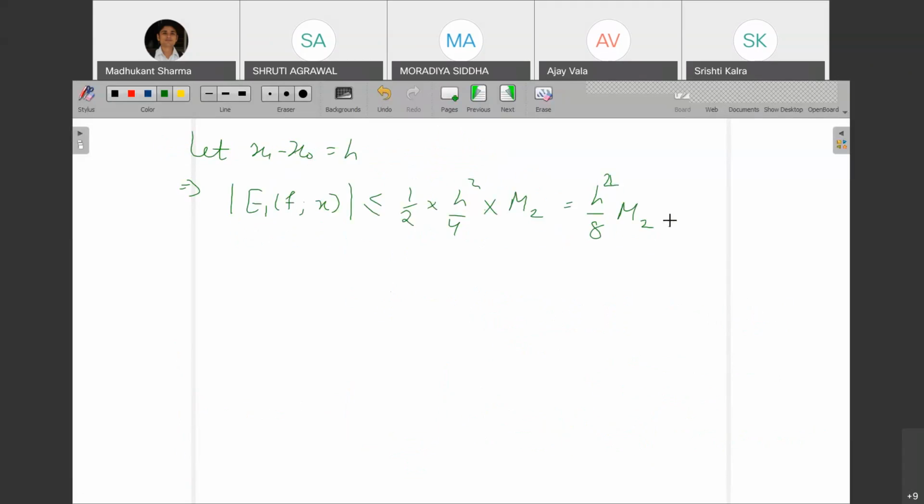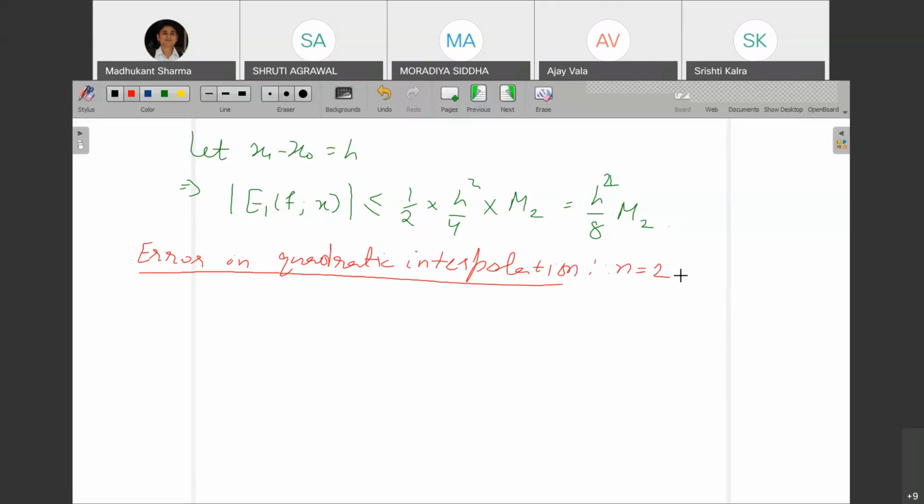Okay. Now next we are going to look at the error in quadratic interpolation. So let us try to find out the error in quadratic interpolation. Certainly here n is equal to 2. And then you have the data: x0, f0; x1, f1; and x2, f2. Okay, these are the data.